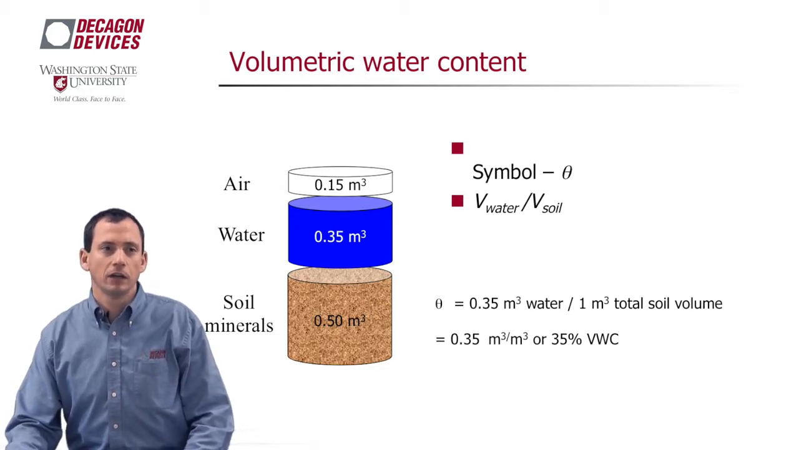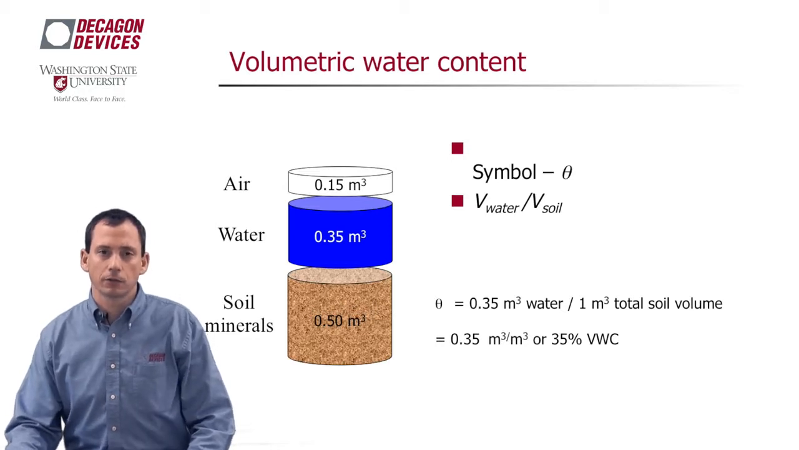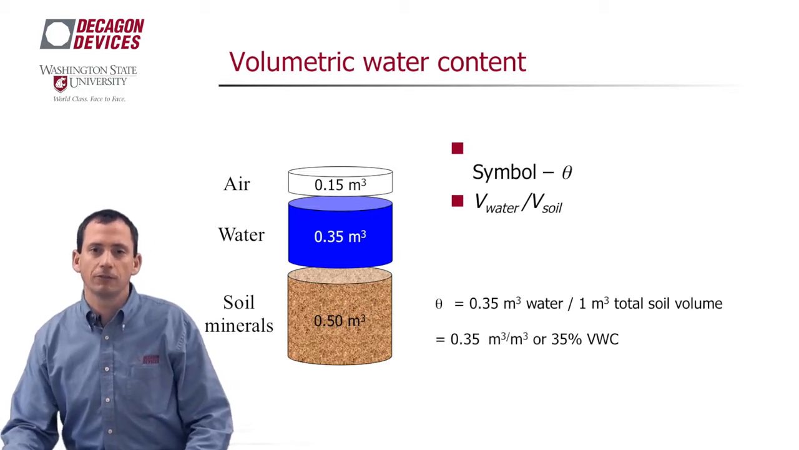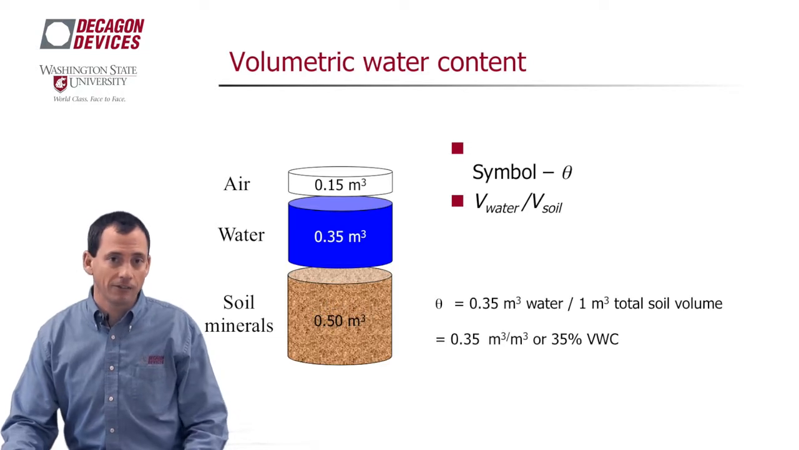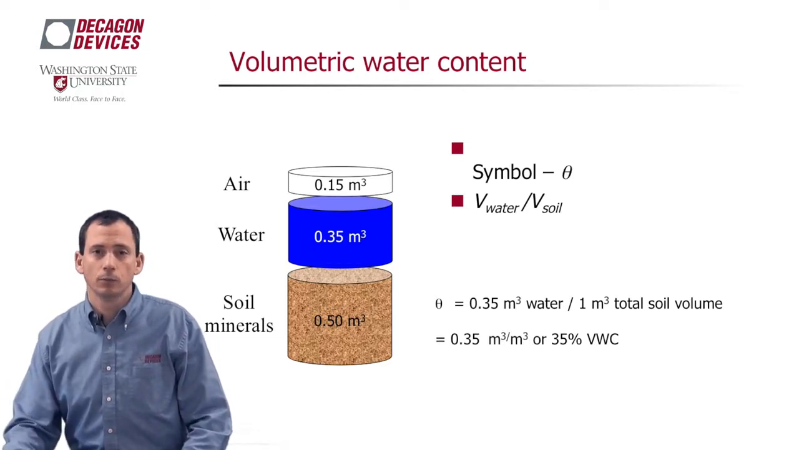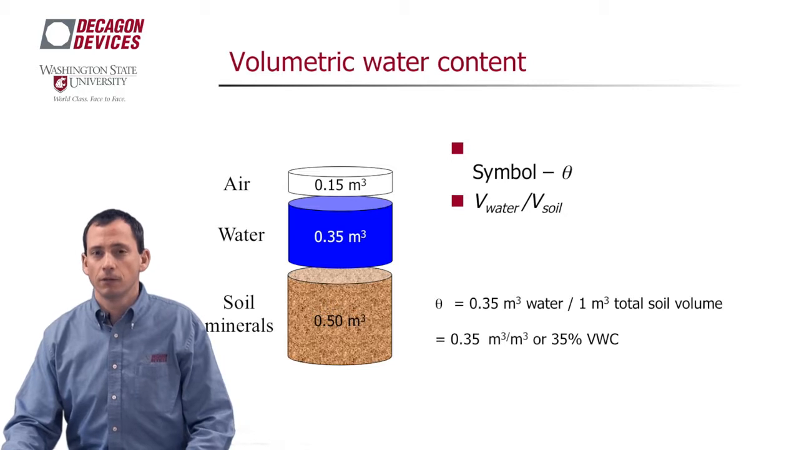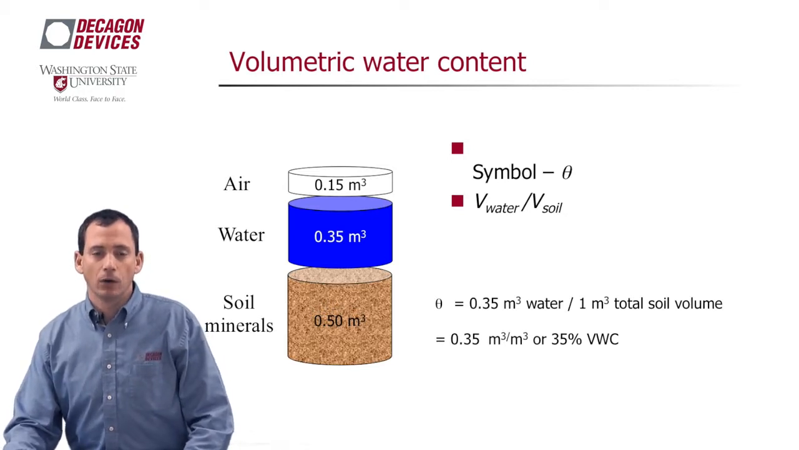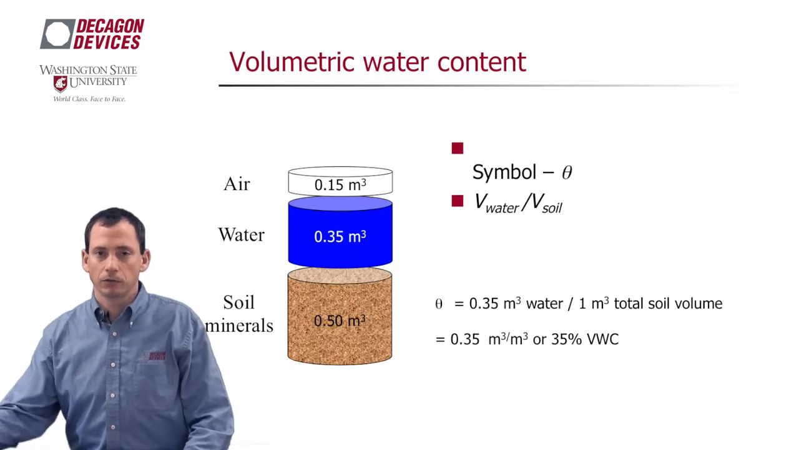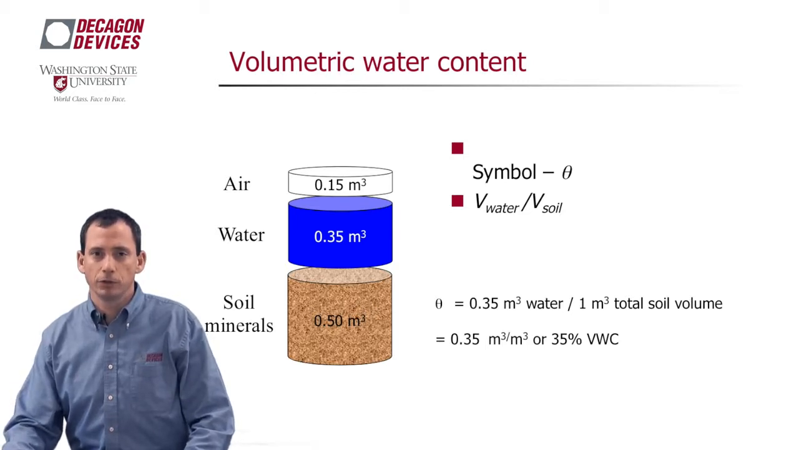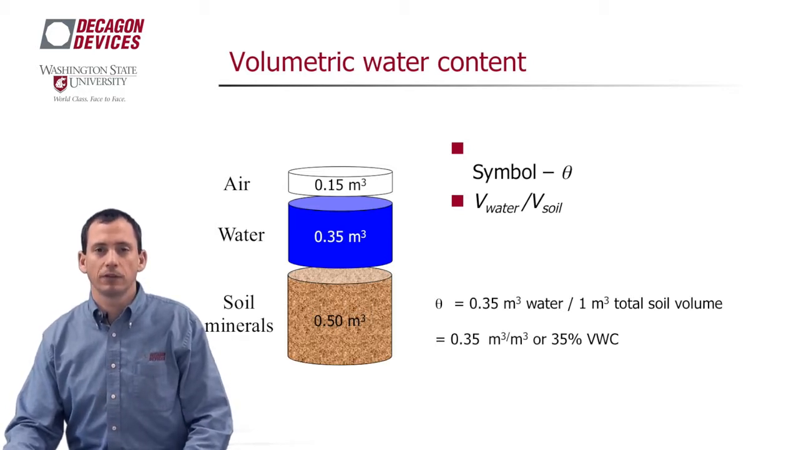So in this case, the volumetric water content, or volumetric soil moisture, would be the 0.35 cubic meters of water divided by the 1 cubic meter of total soil volume, which gives you 0.35 meters cubed water per meter cubed soil, or 35% volumetric water content. Now, because that's a unitless quantity, because you're dividing meters cubed by meters cubed, you can use percent to talk about that, but don't mix that up with 35% water content on a mass basis.